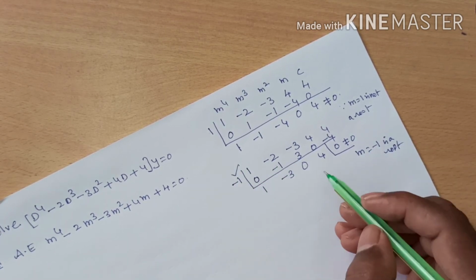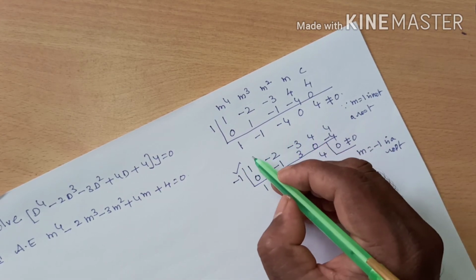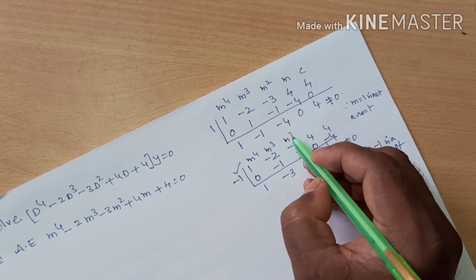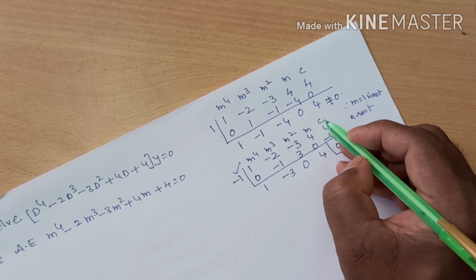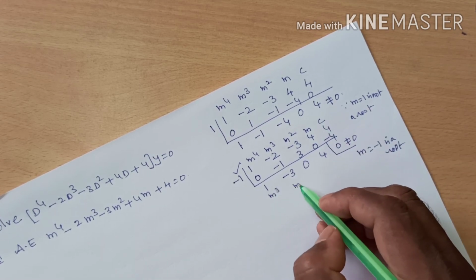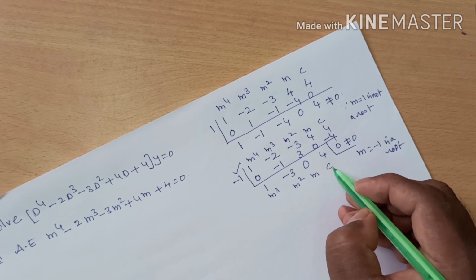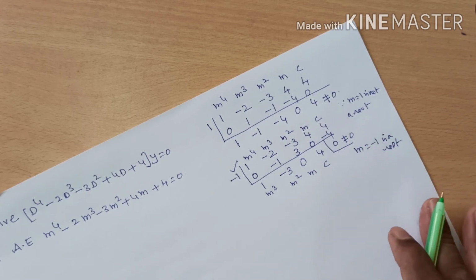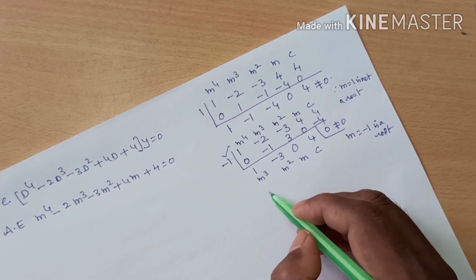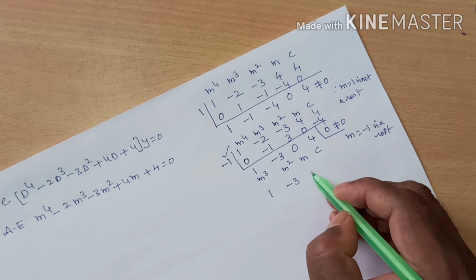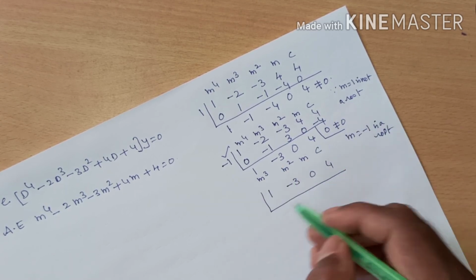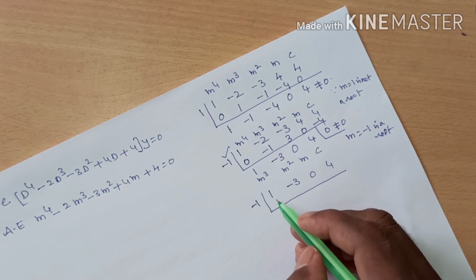This one is a root. But here you can see it is the m power 4 coefficient, m power 3 coefficient, m square coefficient, m coefficient, constant. After getting one root, it becomes m power 3, m square, m, constant coefficients. Then also you go for the synthetic division method because it is in m power 3. Therefore 1, minus 3, 0, 4. Again you try by 1 or minus 1 or 2 or minus 2. I will take minus 1.